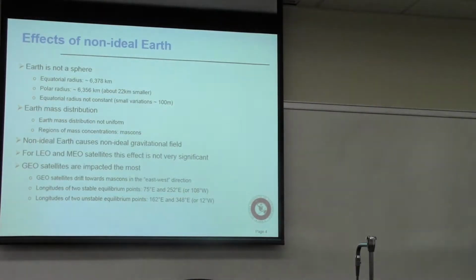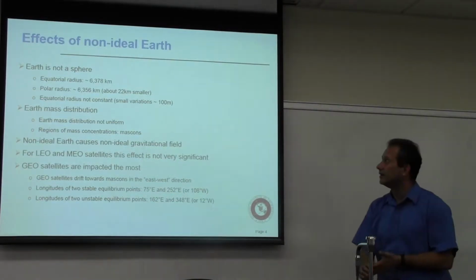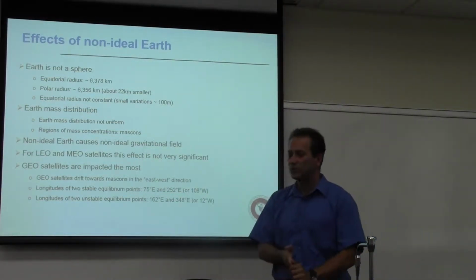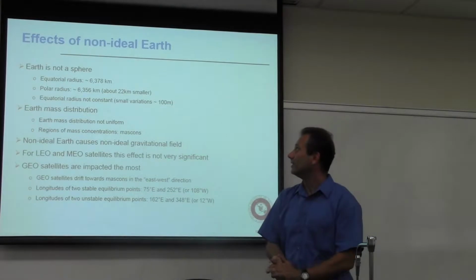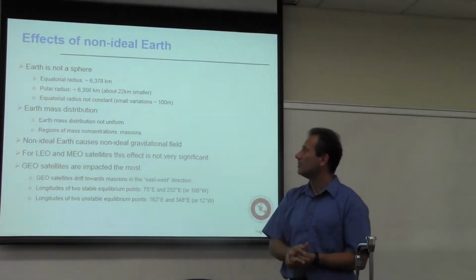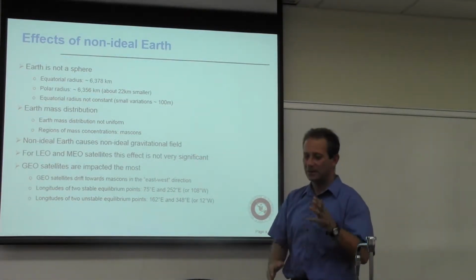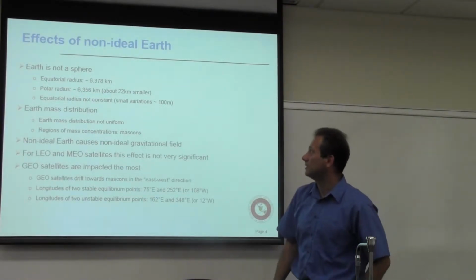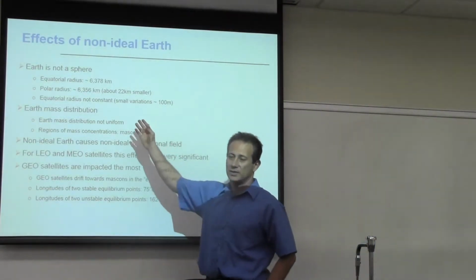So, what are the effects of the non-ideal Earth? Well, when you look at it from afar, Earth is a sphere, but when you come up closer, then you'll notice that there are quite a few non-ideal things. First, the Earth is not a sphere.